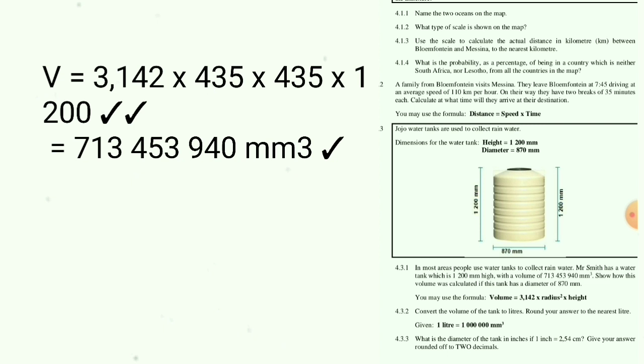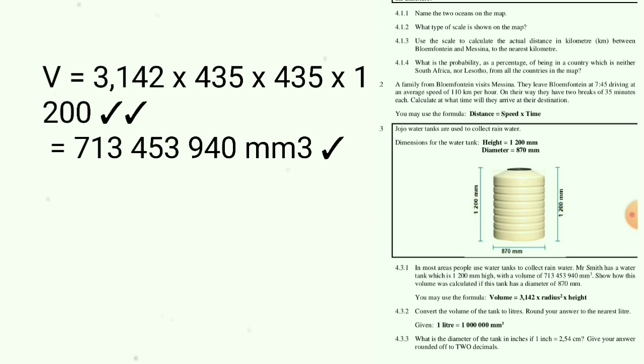3,142 and then multiply by the radius. Where do we get the radius? We simply say 870 divided by 2, then we get 435. This is the radius. Remember, the radius is half the diameter. If the diameter is 20, the radius is 10. If the diameter is 50, the radius is 25. So here we use two radius: 435 multiplied by 435 multiplied by 1200, which is the height. Then the answer is 713,453,940.